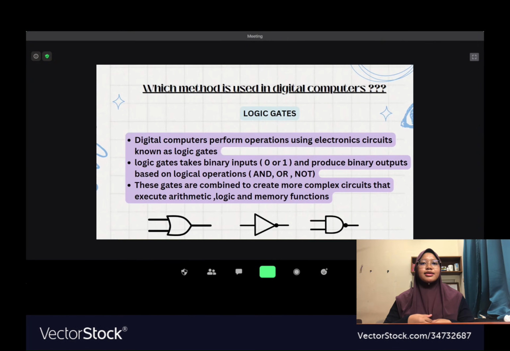The second method is logic gates. Digital computers perform operations using electronic circuits known as logic gates. Logic gates take binary inputs, 0 or 1, and produce binary outputs based on logical operations, which are AND, OR, and NOT. These gates are combined to create more complex circuits that execute arithmetic, logic, and also memory functions.